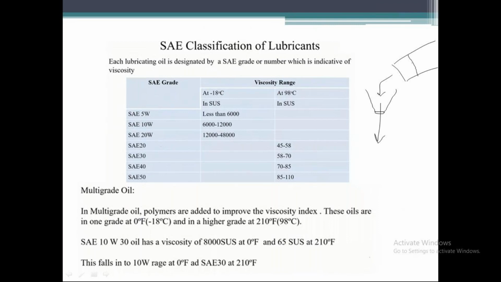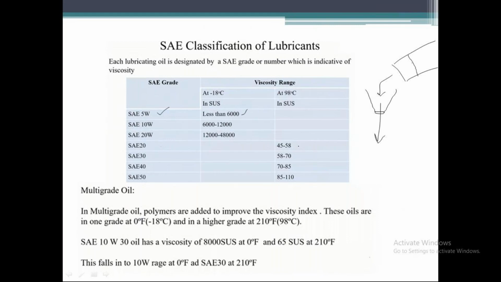For example, they took this oil, SAE 5W, and brought the temperature down to minus 18 degrees Celsius. Then they pour it through this orifice and check how many seconds it takes. Since it's negative 18 degrees Celsius, it takes a lot of time for the full 60 ml to empty through this orifice, approximately 60,000 seconds. If it is SAE 10W, you can see the values here. Similarly, as you all know, if you increase the temperature, the viscosity will reduce, right?